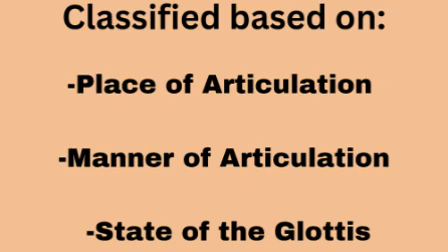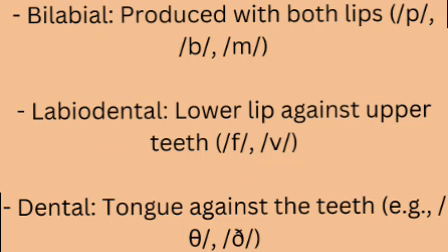So, for the purpose of today's class, we will be talking about categories of consonant sounds based on their place of articulation, their manner of articulation, and state of the glottis. When we talk about state of the glottis, we are talking about the condition of the glottis when a particular consonant sound is produced. In that category, we have the voiced sound and the voiceless sound. Do stay tuned as we check each of these categories of consonant sounds one after the other.